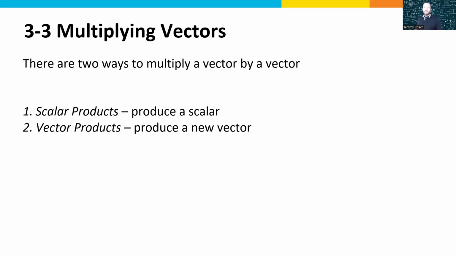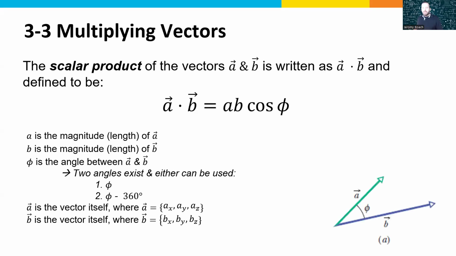So there's two different ways to multiply a vector by a vector. You can do something called a scalar product, which makes a scalar, or vector products, which makes a new vector. The scalar product of vectors A and B is written A dot B. And this is just a formula that we have to know for A dot B. It's AB cosine psi, or you can write cosine theta. Doesn't really matter. This just has psi from the workbook here.